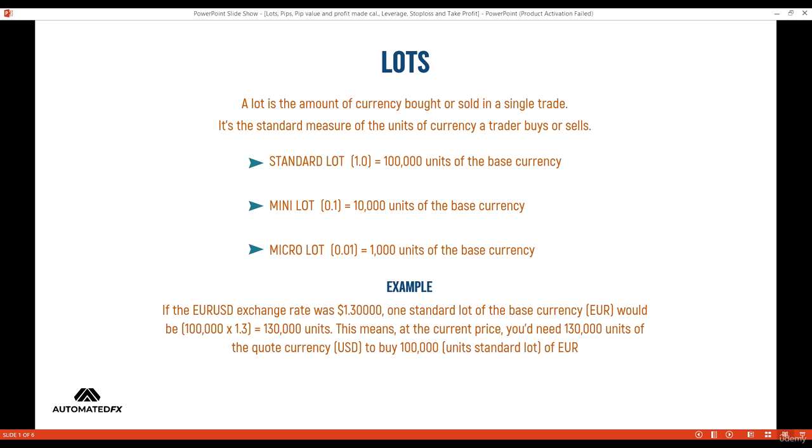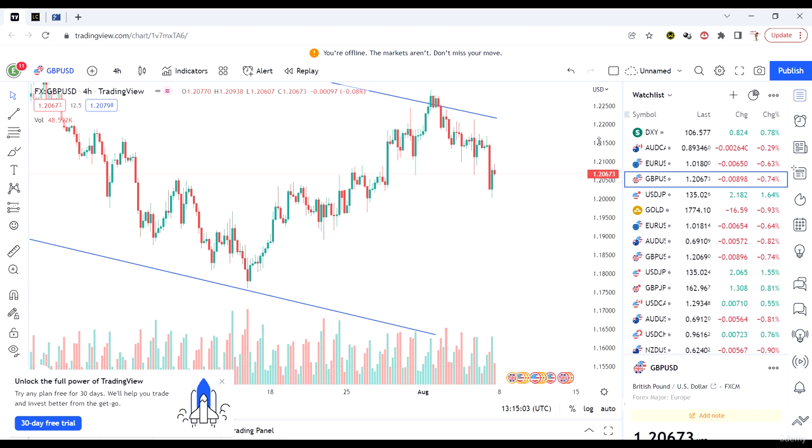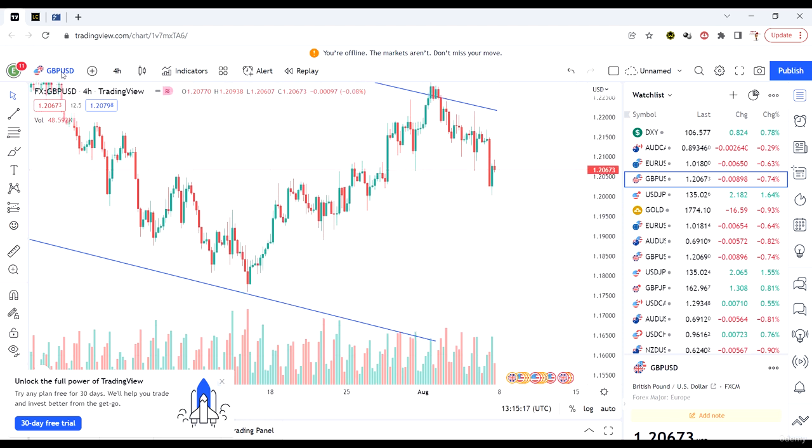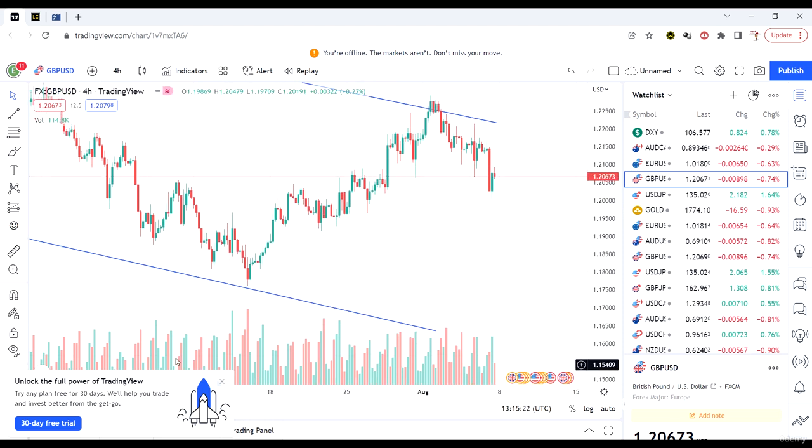We have what we call a standard lot, which is 1.0. A standard lot is basically 100,000 units of the base currency. So if you are trading a standard lot, you are buying or selling 100,000 units of the base currency. Remember, the base currency is the first currency listed. For example, here we have GBP USD. The base currency is GBP and the quote currency is USD. So a standard lot will be buying 100,000 units of GBP. That's what is known as a standard lot.